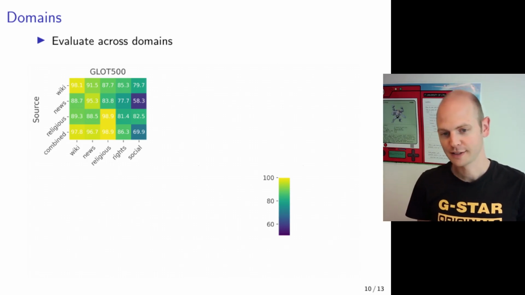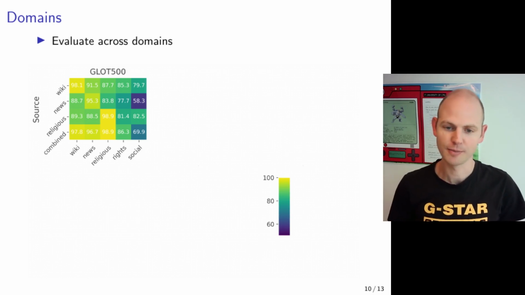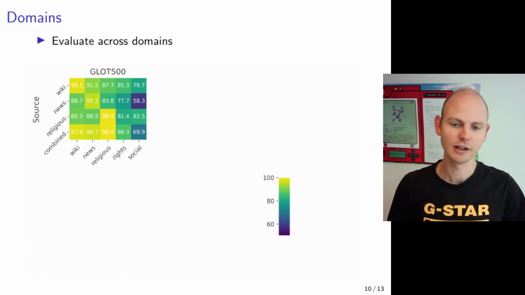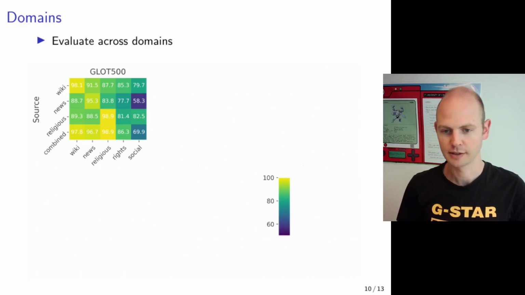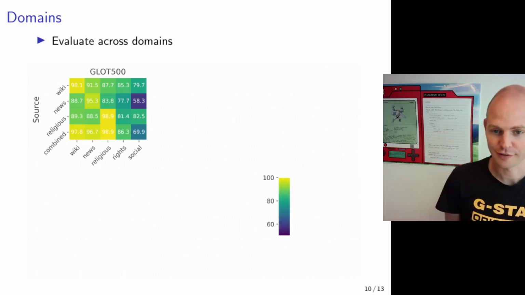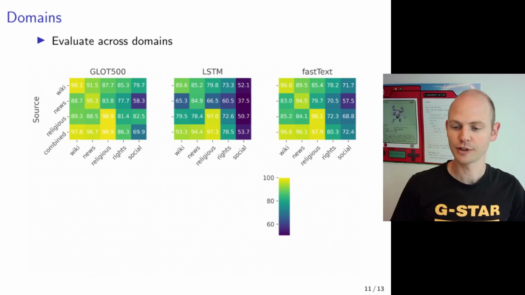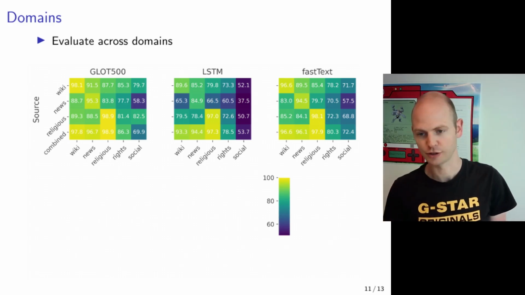But we can very clearly see that in this diagonal we have the highest performance, and also when we train on the combined training set of all training sources, we also get highest performance. But we can very clearly see a large drop when we go cross-domain, especially to the completely unseen domains. Now, this is for the largest model, the GLOT 500 model, it's a transformer-based encoder. But if we look at the other neural network models, we see a very similar trend with similar or even larger drops.